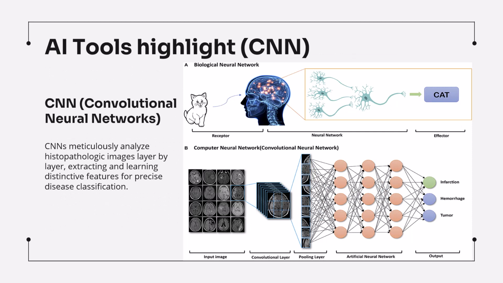So our first AI tool we're going to discuss here is CNNs, convolutional neural networks. CNNs act like the brain's visual cortex, learning to recognize patterns and features in images with remarkable accuracy. By sifting through thousands of medical images, CNNs can spot early signs of cancer, invisible to the human eye, revolutionizing early detection. CNNs tailor cancer treatment by precisely identifying tumor types and growth patterns, guiding doctors towards the most effective therapies.